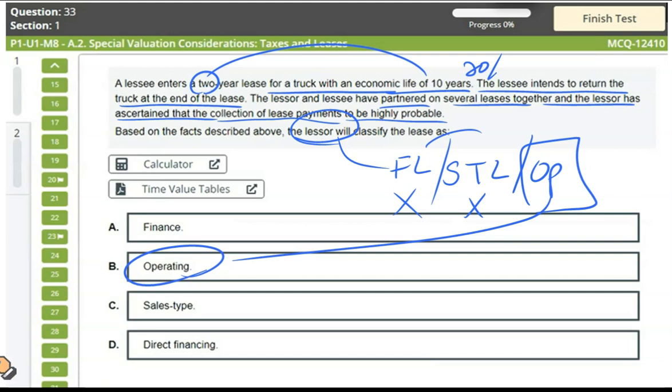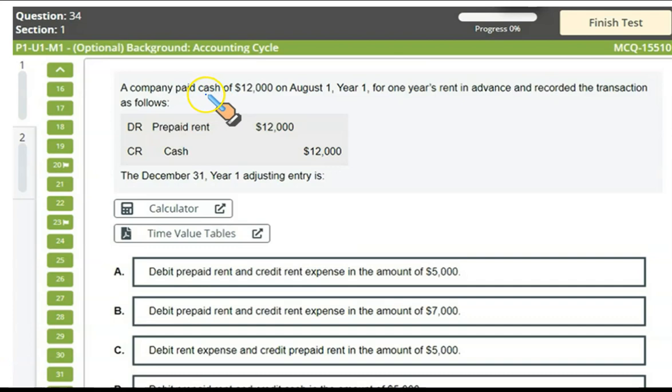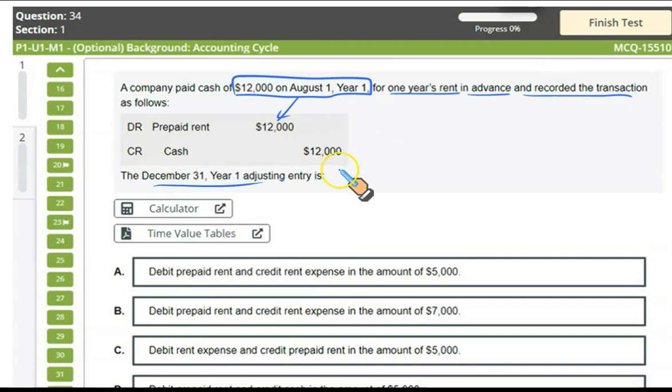Next, a company paid cash of $12,000 on 1st of August, year 1. When the cash was paid on 1st of August, this entry was made: prepaid rent 12,000 debit, cash credit. It is starting 1st of August, year 1, for 1 year's rent in advance. By the end of year 1, December 31st, how many months have gone by? August, September, October, November, December. 5 months are done. Out of this 12,000, yearly rent means the rent is 1,000 per month.